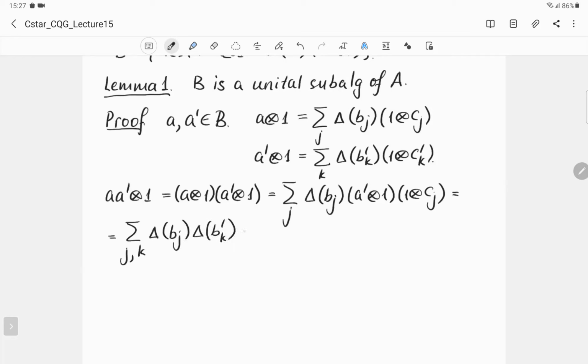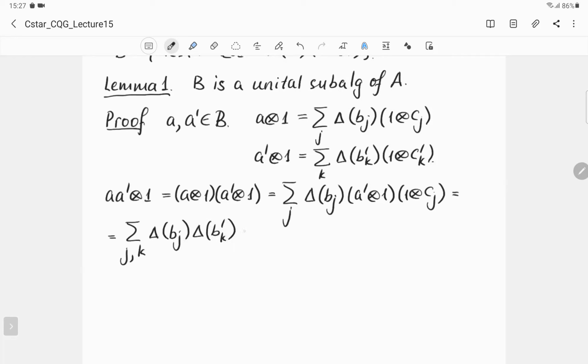Lemma 2: I claim that each matrix entry Uij belongs to B for each i and j. Here U is the same fundamental matrix which appears in the definition of a compact matrix quantum group. To prove this result, we recall that U is invertible and let V denote the inverse of U.